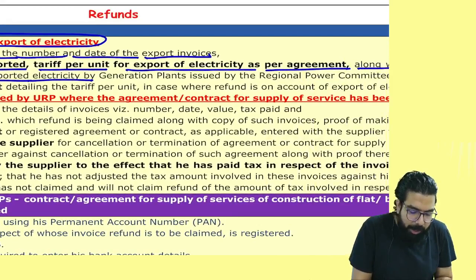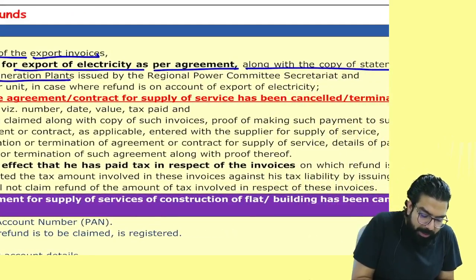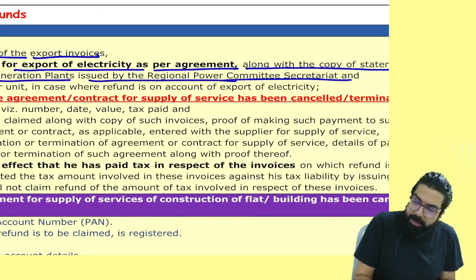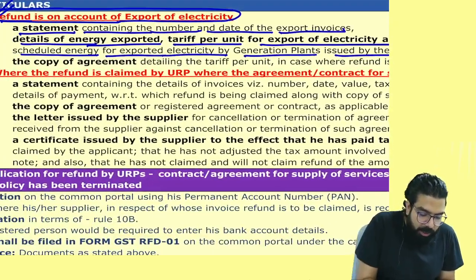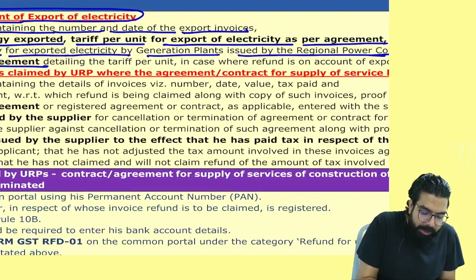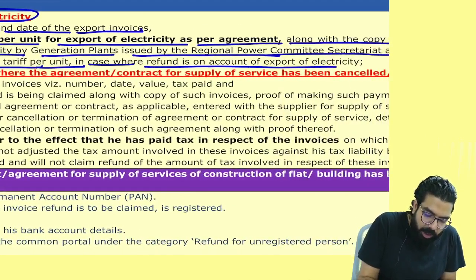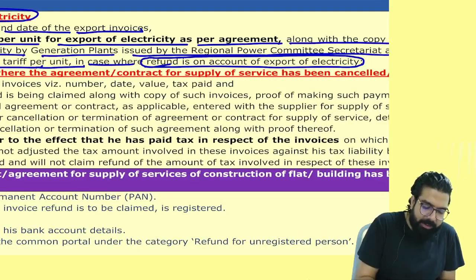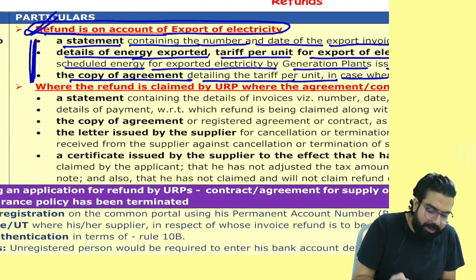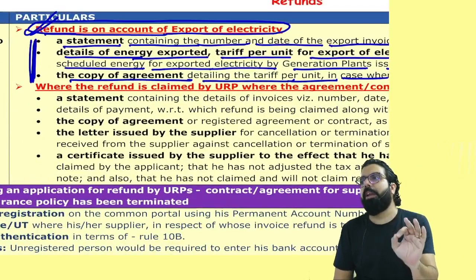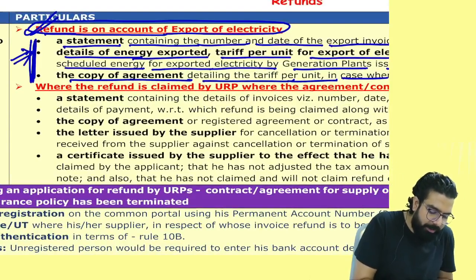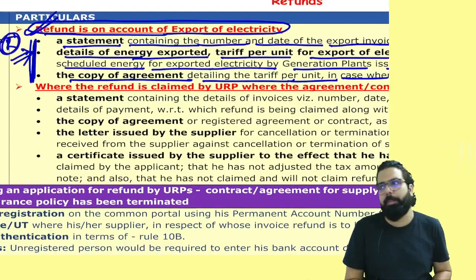exported electricity by generation plant issued by the regional power committee secretariat. Along with that, you have to give a copy of the agreement detailing the tariff per unit in case where the refund is on account of export of electricity. Remember, in case of electricity export, these are the documentary evidence. I don't think it is important, just for the purpose of reading.